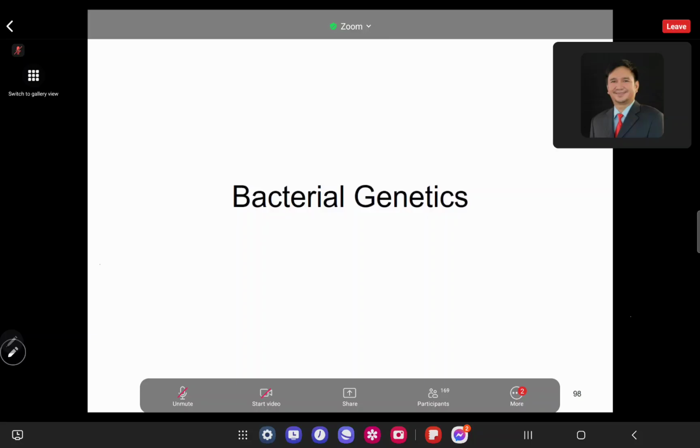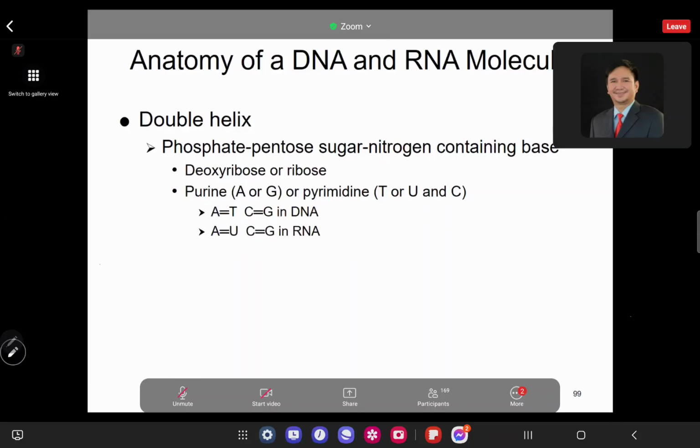This will be our last topic on bacterial genetics, the study of genetic material, specifically your DNA in bacteria, and how it influences their traits and functions. So let's describe the anatomy of DNA and RNA molecules. I'm sure that you have taken this one in your biochemistry previously, so it's a review.